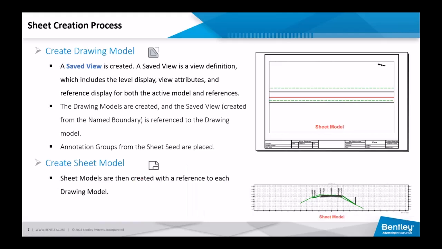Once the drawing model is created and the annotation group is placed, then a sheet model is created, and then the drawing model is referenced to that sheet model. And the sheet model is typically done, or should be done, at 1-to-1. And you think of this as just like a digital copy of what you would print to PDF.